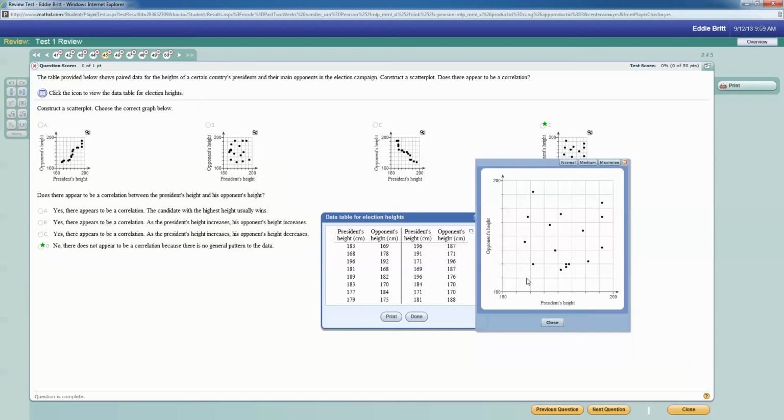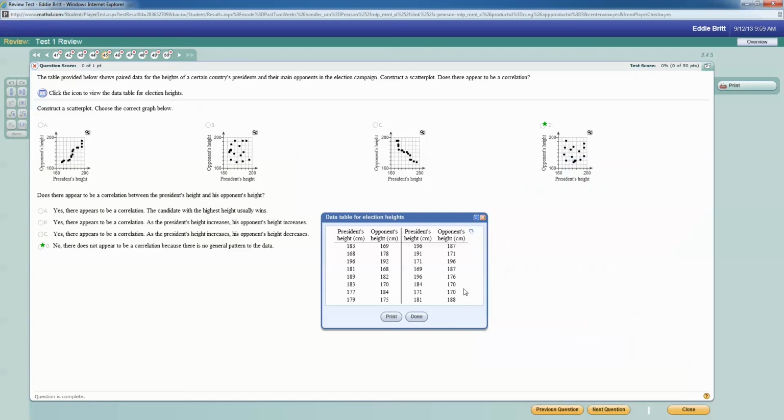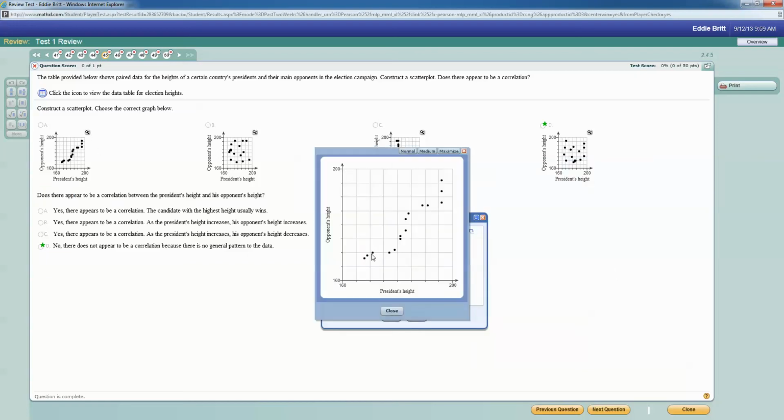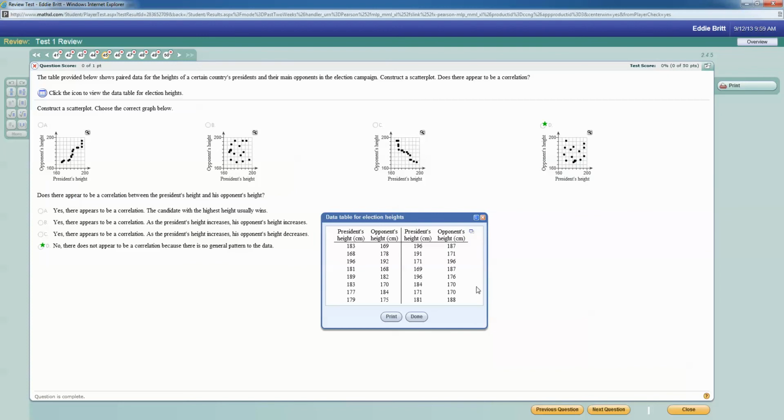And again, if they're kind of clumped up, and if they look like this, like it's rising, then that means there is a correlation. But if they're all spread out, like the correct answer, then there's no correlation, no pattern.